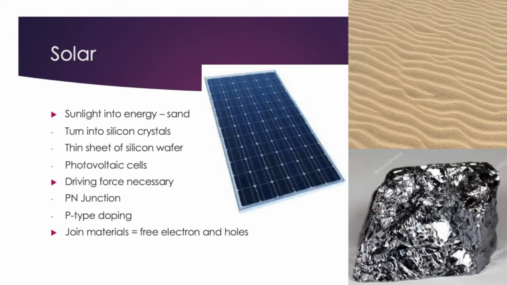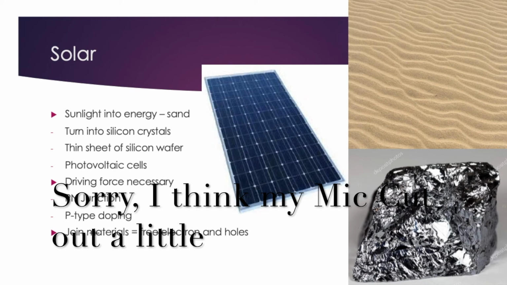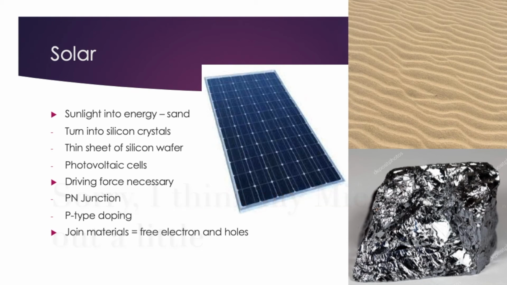If these two materials join together, the free electrons close to the junction will go into the holes. Due to this, a depletion region is formed, where there are no holes and no electrons. Due to the electron migration, the n side with the free electrons will become slightly positive, and the p side will become negatively charged. An electric field is formed from this, which is a necessary driving force.